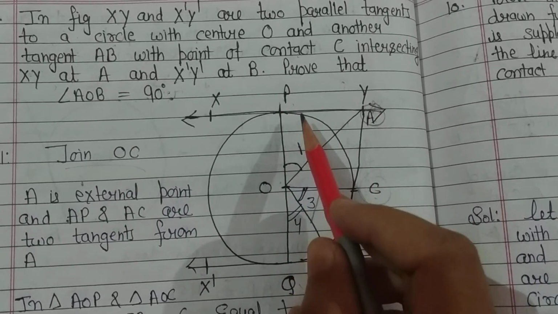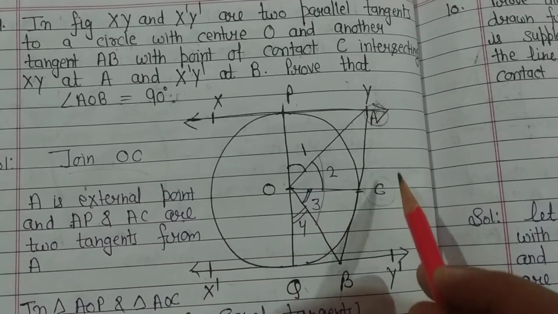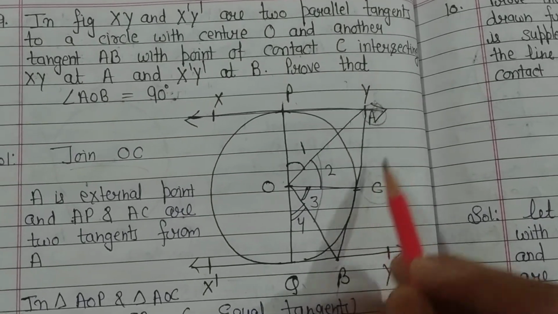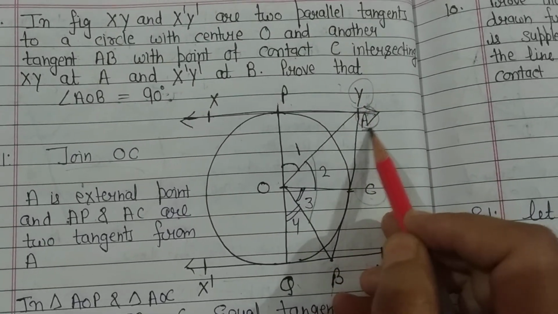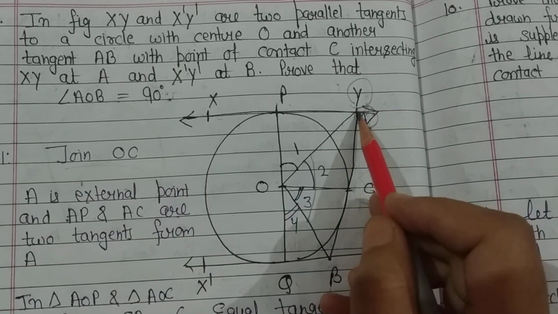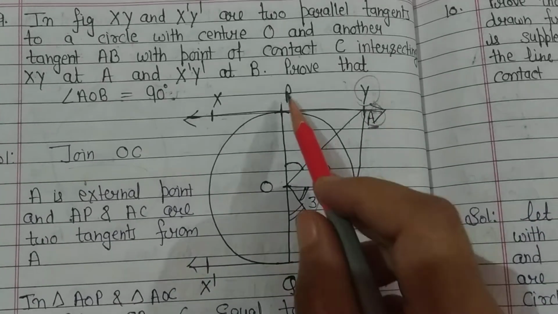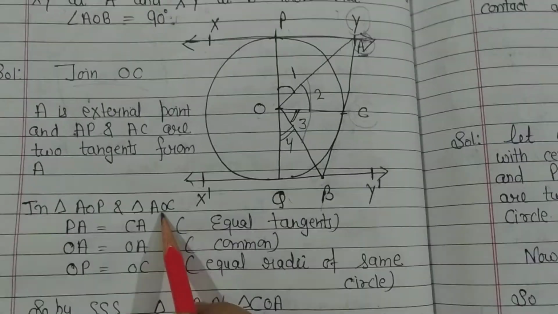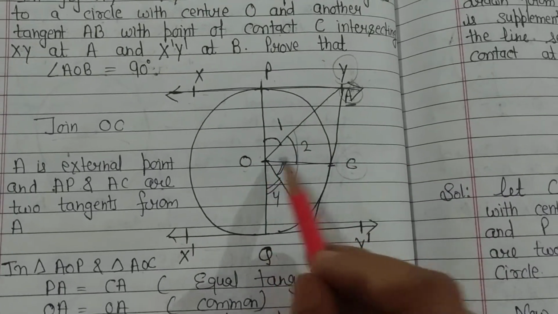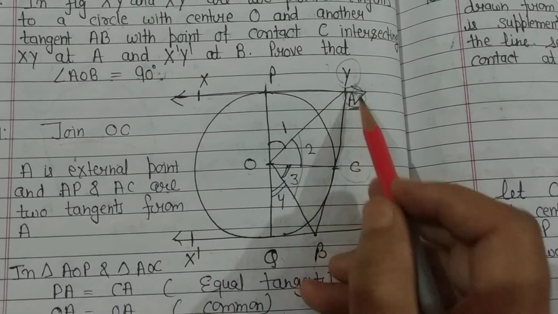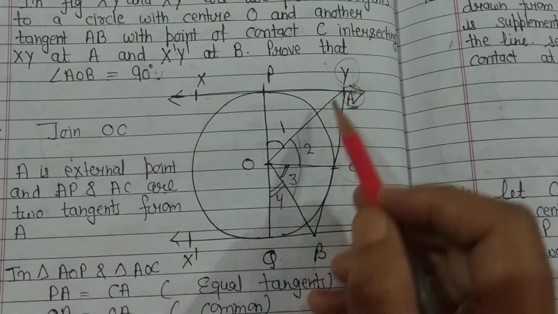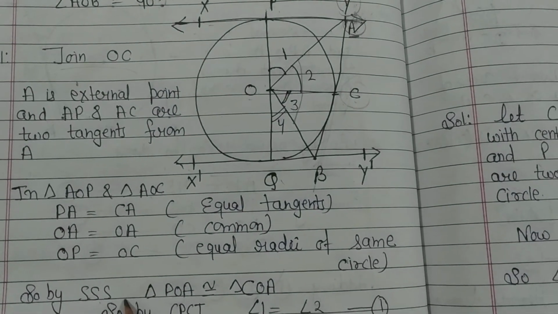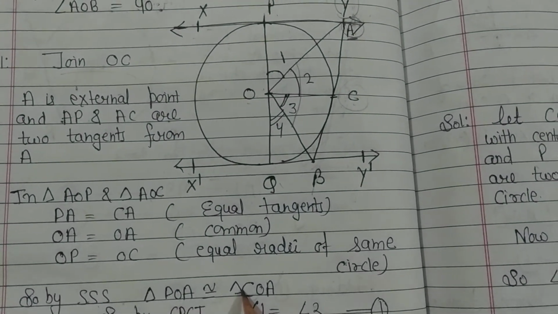Now I am taking triangle POA and triangle COA. XY is a tangent. I have taken a point A on XY, so I will take triangle POA and triangle COA. I am taking these two triangles. Now see, PO is equal to OC, equal radii. PA is equal to CA, equal tangents. OA is equal to OA, common. So by the side criteria, both triangles are congruent.